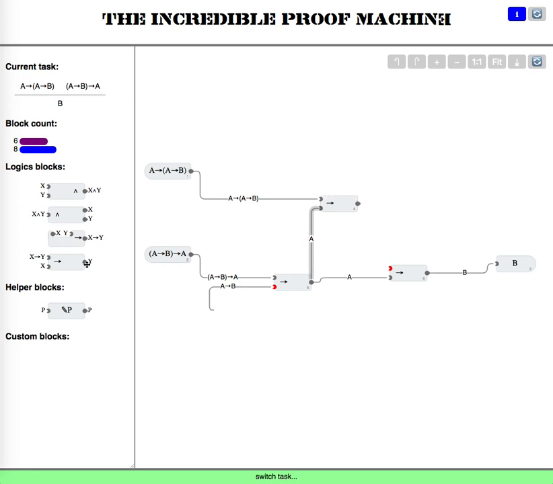Yeah, I totally forgot how you use the helper block. I totally forgot how you use those. Well, this is weird. This is weird.